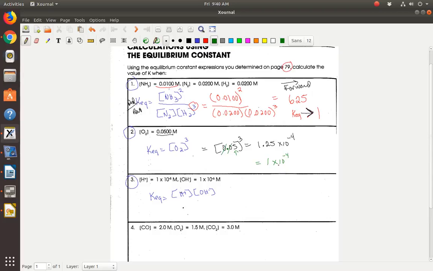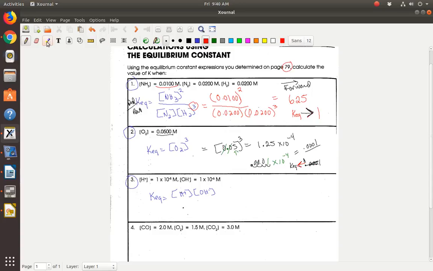That's a very small number, okay? If I wrote this in standard notation, this would be 1, 2, 3, 4 places, zeros right there. So it'd be 0.0001. The KEQ this time is less than 1. Sorry, this is 0.0001, and that means that number is less than 1. So that means the arrow is going to point in the opposite direction. That's kind of sloppy. I apologize for that.